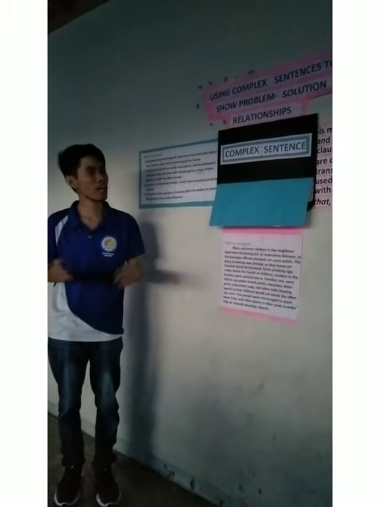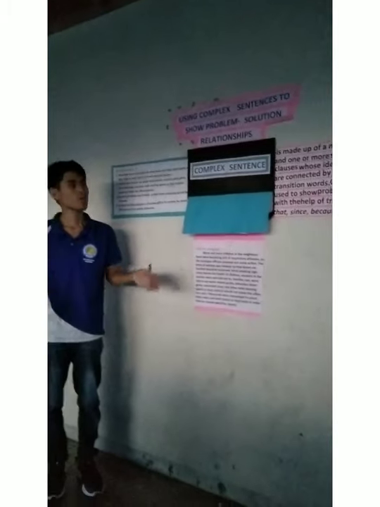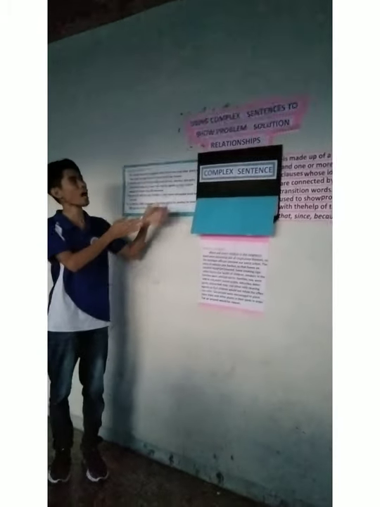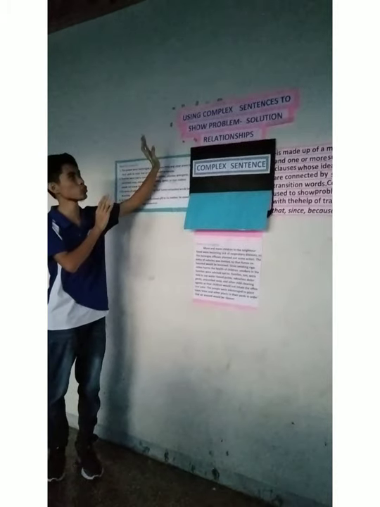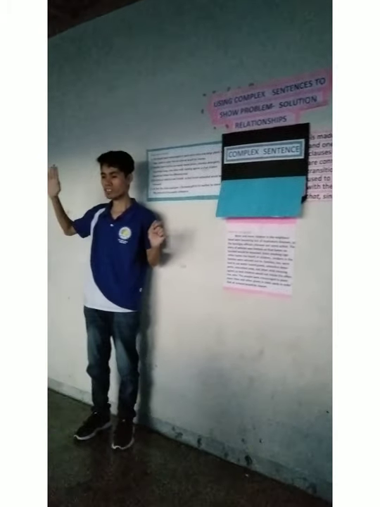Now, is everything clear to you? Yes, sir. From the definition of the complex sentence to showing how a complex sentence can show problem solution relationships. Is everything clear? Yes, sir.